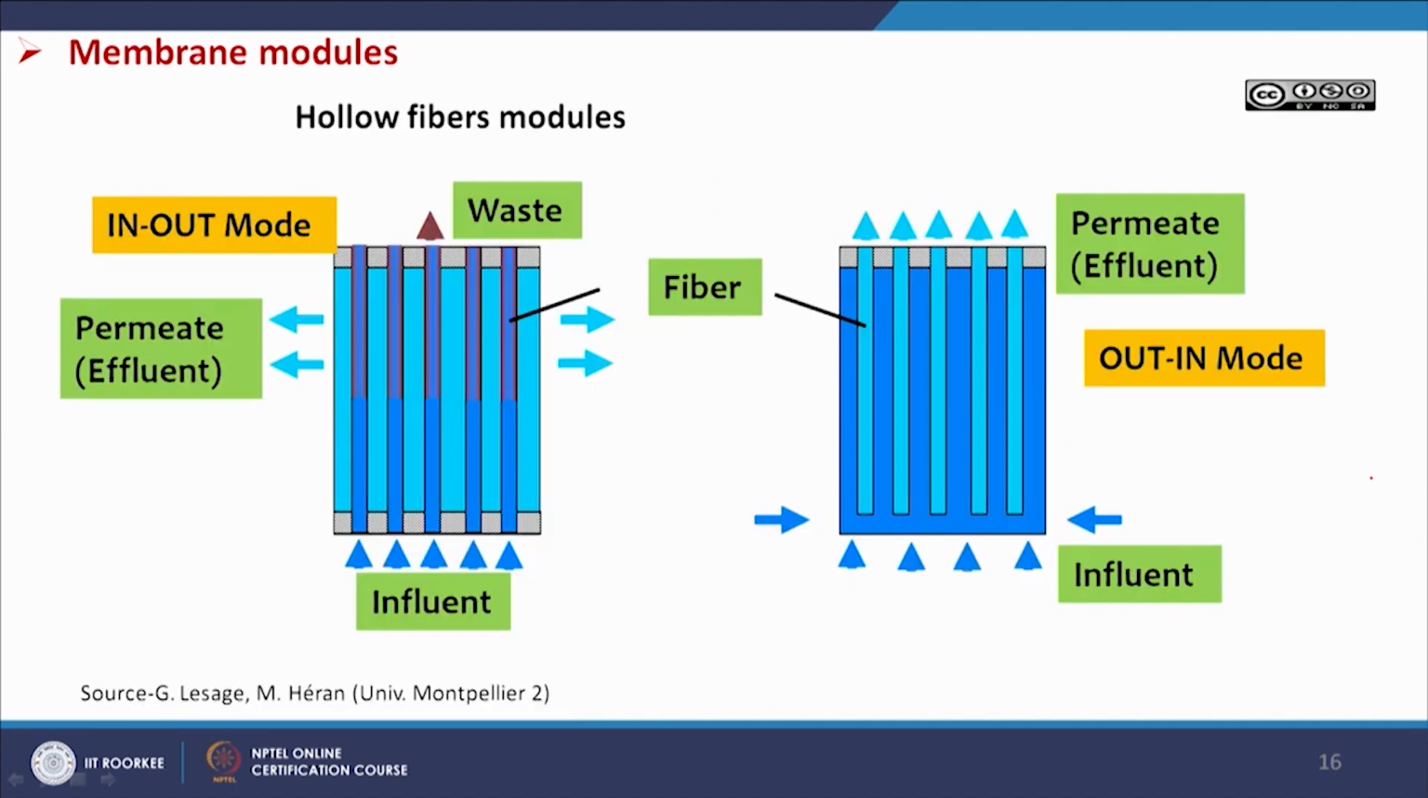And this figure shows us how the hollow fiber modules work. Here the influent may be through the inner part of the hollow fiber, so the permeate will come out from it. Then this will be our waste or retentate, and this is in-out mode. So the influent goes through the inner side of the hollow fiber and from the outside we are getting permeate. In the reverse case, the feed may go from the outside and from the inner side we can get the permeate. This is our effluent, this is our influent coming here, and we are getting the permeate here. That is out-in mode. So these are the fibers.